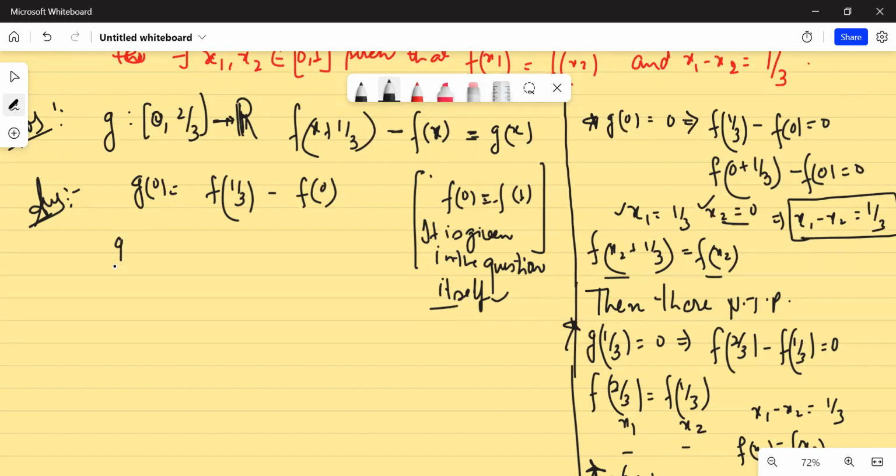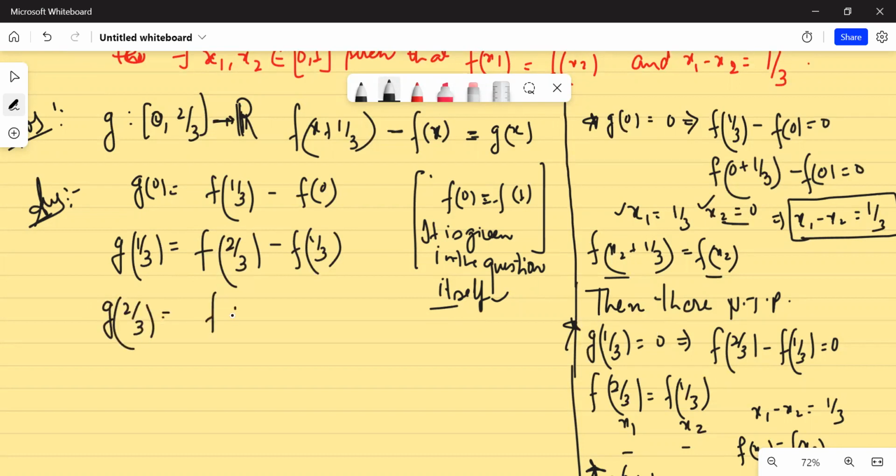Now you see, if I find g of 1 by 3, and why tactically I did all these things, because I know these are the things that I'm going to use here. So f of 2 by 3 minus f of 1 by 3, right? And similarly, if I want to write g of 2 by 3, what it would be? It would be simply f of 1 minus f of 2 by 3, right?